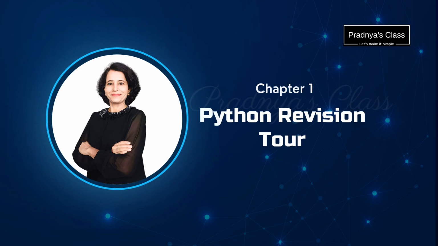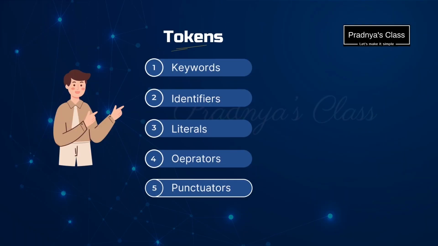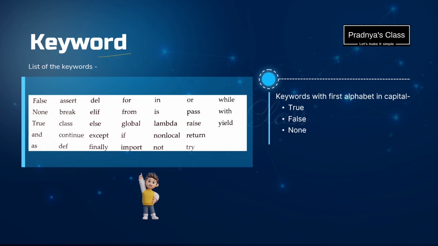Starting the video with the revision of chapter number 1, Python revision tour. The most important topic of this chapter is token. Here are the 5 tokens that we have studied in class 11 as well as in class 12. Out of these, you will be focusing on the keyword, identifier and operators. So let's check out the first token, that is keyword.